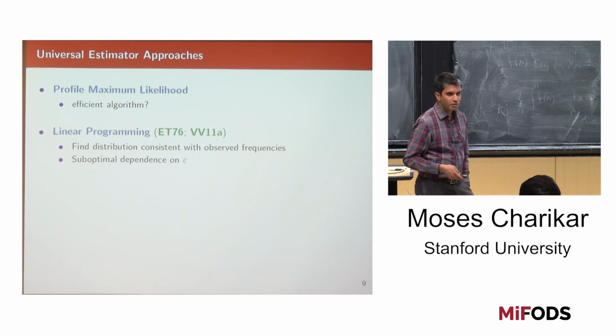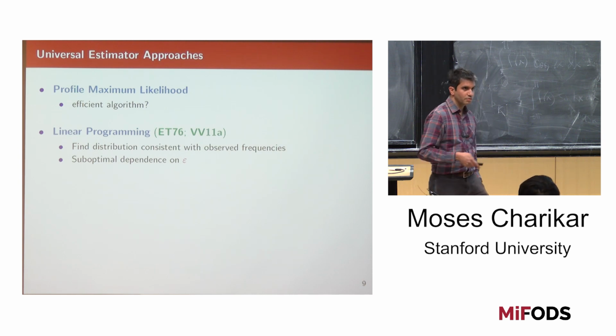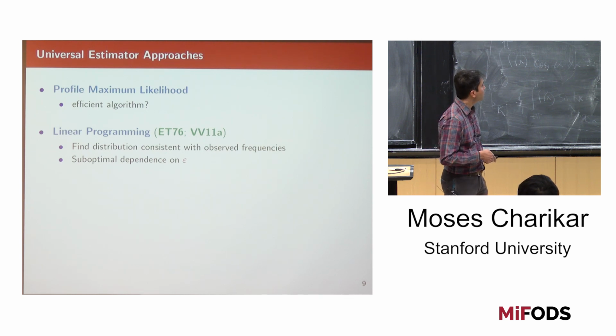Can we get a universal estimator for symmetric properties? Profile maximum likelihood is one approach that was advanced by a bunch of people, but the big question there was, can we actually get an efficient algorithm? We didn't have an efficient algorithm, which is something that we addressed now.